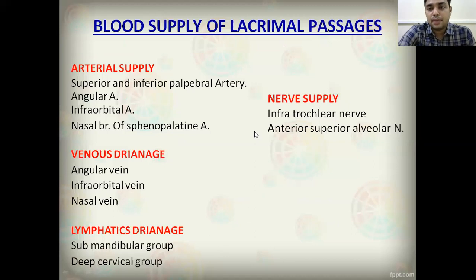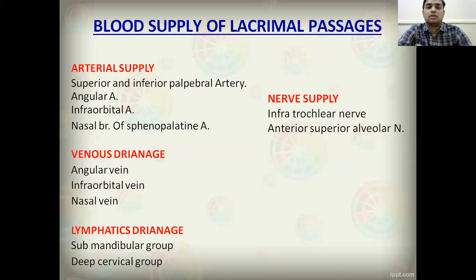Coming to the blood supply of the lacrimal passages, the arterial supply is from the superior and inferior palpebral arteries, which are branches of the ophthalmic artery, and it is also supplied by the angular artery, infraorbital artery, and nasal branches of the sphenopalatine artery. Venous drainage is by the angular vein, infraorbital vein, and nasal vein. Lymphatic drainage is by the submandibular group and deep cervical group. Nerve supply is by the infratrochlear nerve and anterior superior alveolar nerve. So this is about the blood supply, lymphatic supply, and nerve supply of the lacrimal passages.